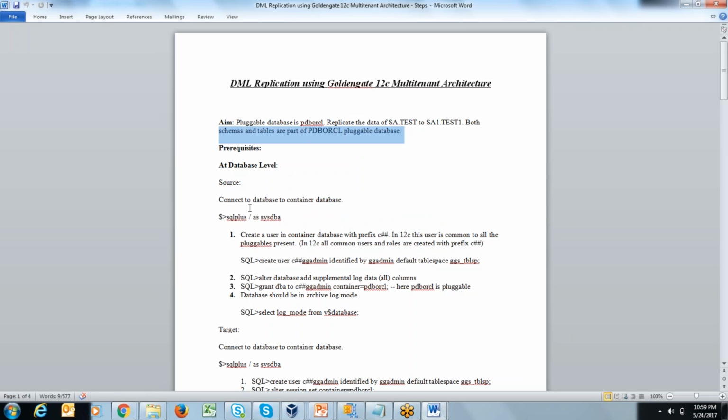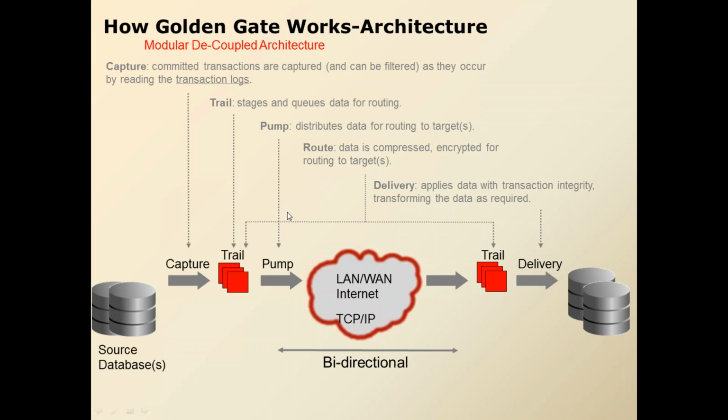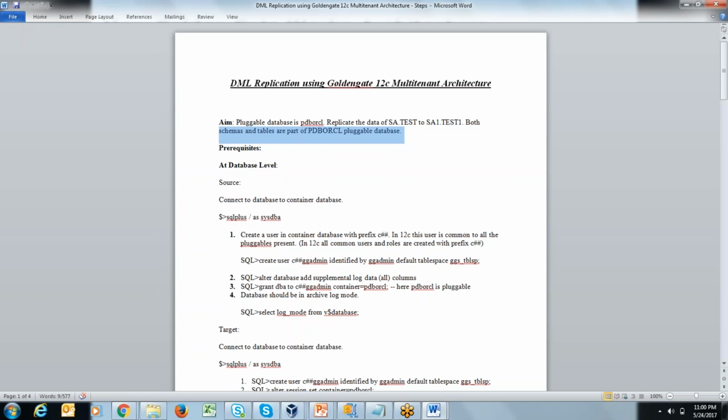Prior to the configuration, for the replication purpose, we need to set up the capture process, set up the pump process, and create the delivery process. Along with that, we need to define the remote trails and local trails. However, before you create these processes, you need to meet some prerequisites for Goldengate. So what are those prerequisites? Let us see. At the database level, first of all, let us meet the prerequisites at source.